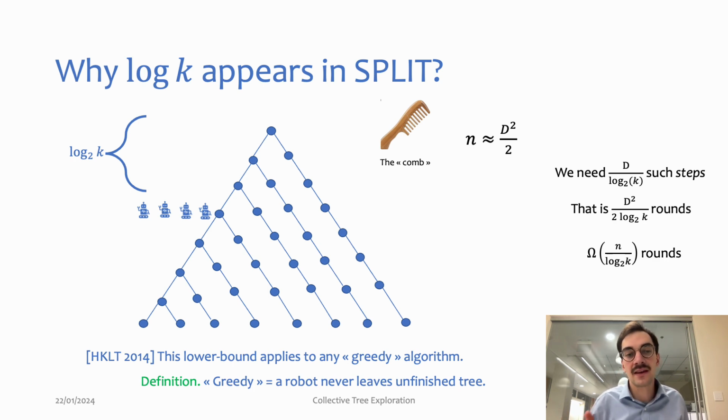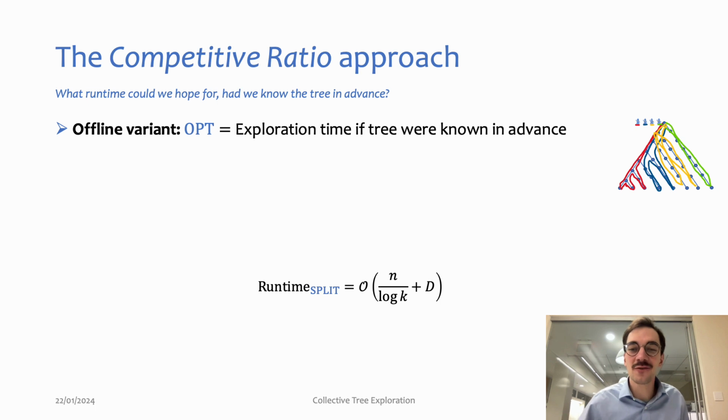This was noticed by Higashikawa and co-authors, and they define a greedy algorithm as an algorithm where a robot never leaves a subtree that is unfinished. It has to participate in finishing the subtree at the top of which it is located. So let's try to make the definitions a little bit more formal.